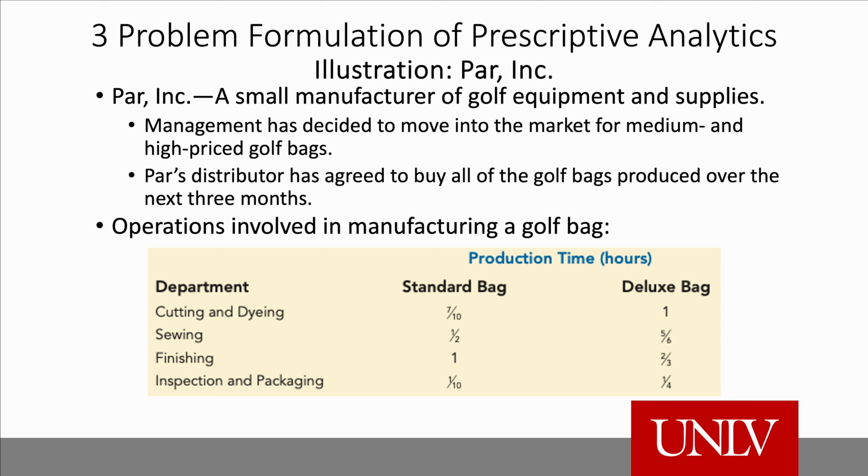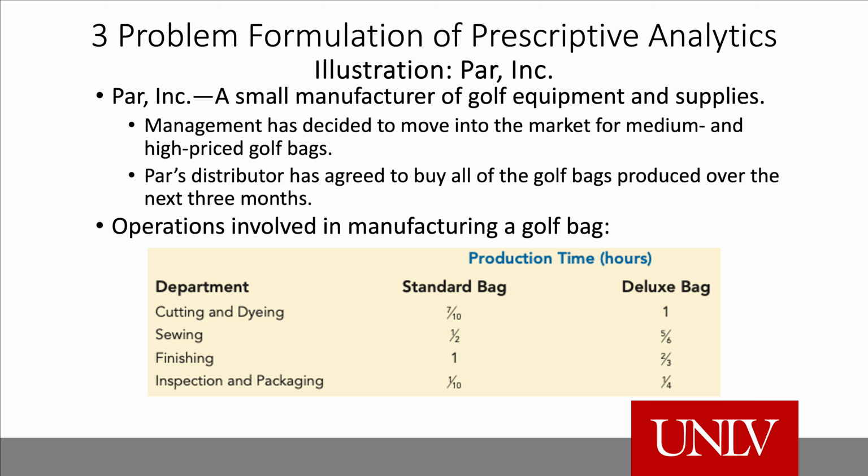So we can tell from this table, which shows the number of hours required in each department to produce one standard or deluxe golf bag. For example, to produce one standard bag, it takes 0.7 hours in cutting and dyeing, and 1 hour to produce one deluxe bag. And then a standard bag requires 0.5 hours in sewing, and a deluxe bag requires 5/6 of an hour in sewing.